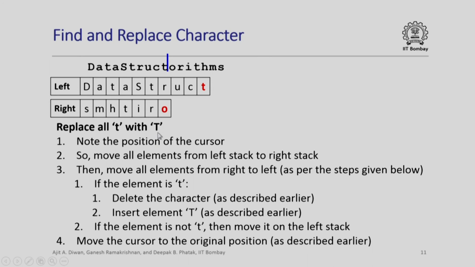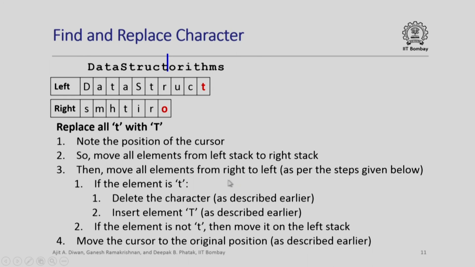How could I do that using the functionality that I have already implemented? It is actually simple. First, I note the position of the cursor. It is just to the right of "struct" or left of "or". Now, I move all elements from the left stack to the right stack. What will that mean? It will mean that the cursor has effectively moved to the beginning of the entire text. Now, I start moving elements from right to left one by one.